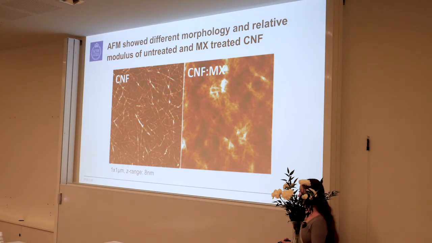Here are topographical AFM images showing the untreated CNF fibrils and then the CNF fibrils treated with MX. And as you can see, we have a morphological difference between the two. We also mapped these surfaces looking at the relative modulus over the surface in the AFM, and found that the modulus over the neat CNF was between 10 and 40 gigapascals. And for the MX-treated fibrils, we had a homogeneously lower modulus over the surface, between 1 and 4 gigapascals, which then indicates that we have a homogeneous coating of the fibrils with MX, since we don't see any spikes of higher modulus.